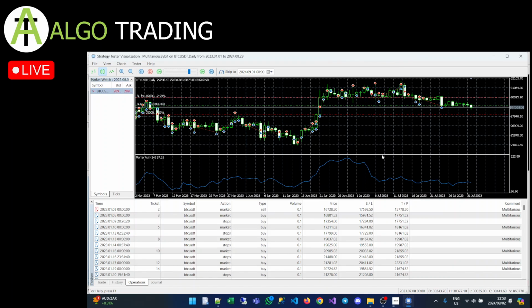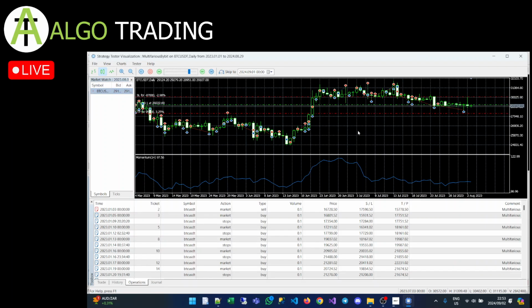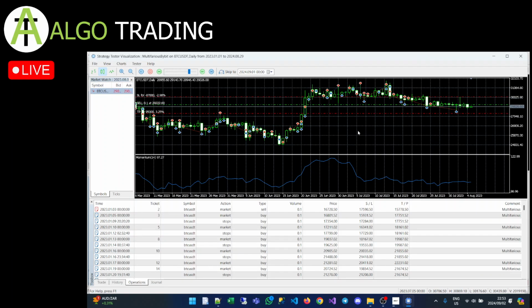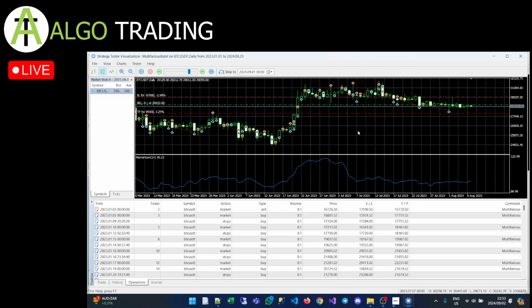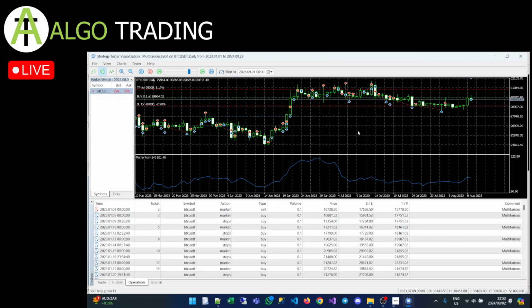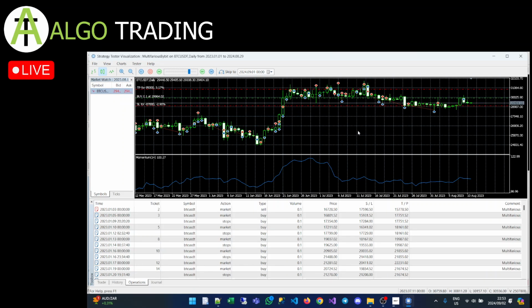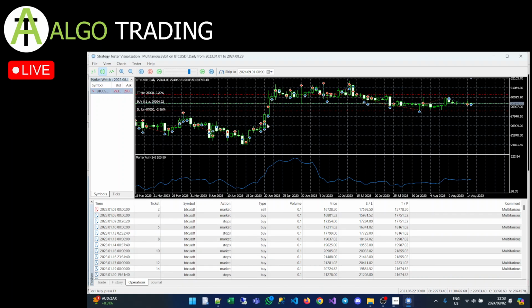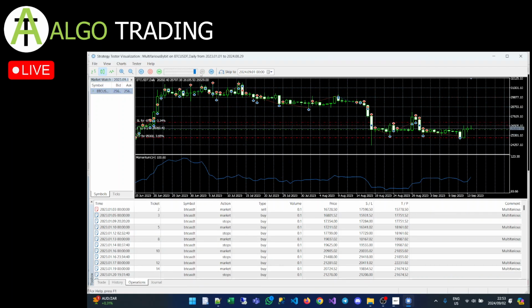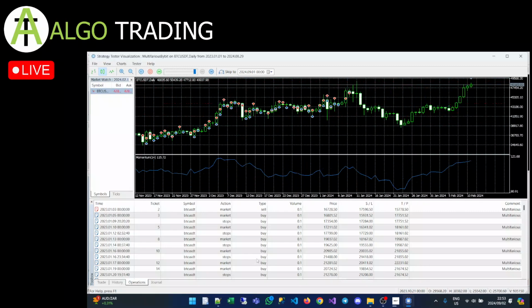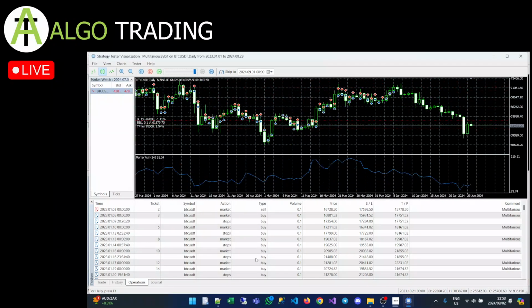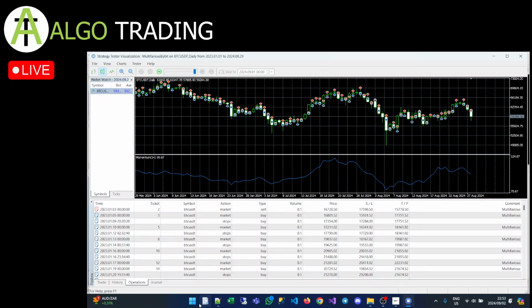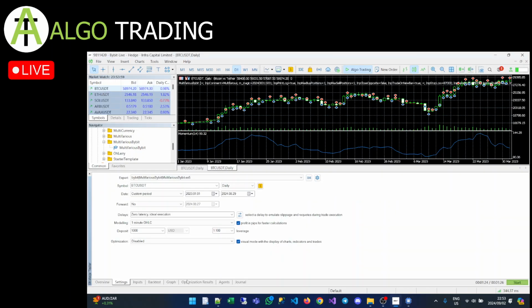This generally trades on every bar because it's always above 100 or above. So every day it's going to open a trade essentially. Okay, so there you get the idea of the momentum indicator. I'm just going to let it run to the end. Let's go look at the back test.